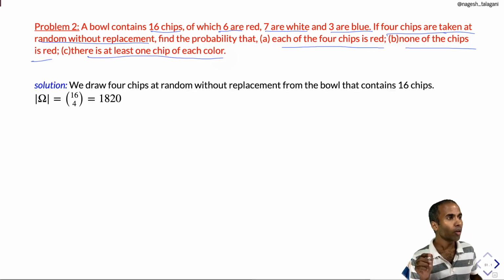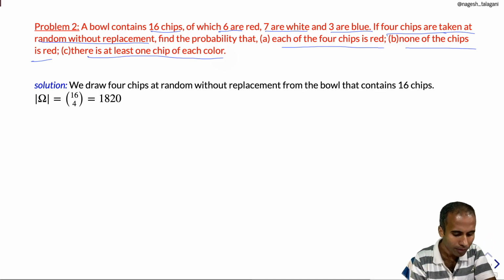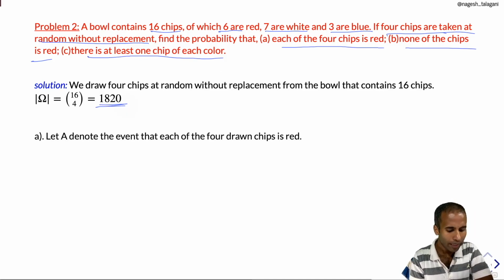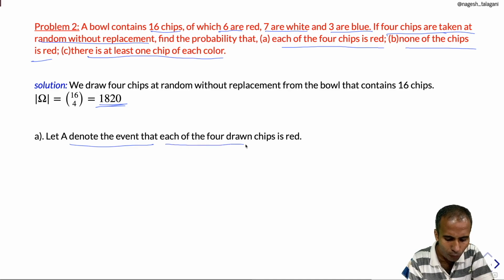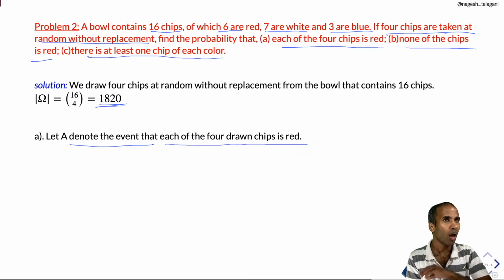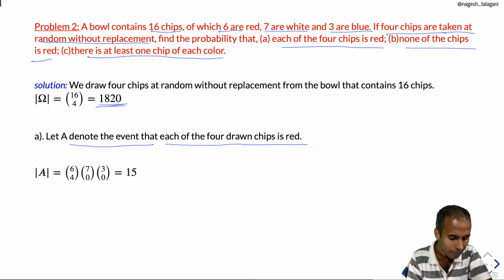Here 4 chips are drawn without replacement, so the sample space size will be 16 choose 4, whose value is going to be 1820. A. Let capital A denote the event that each of the 4 drawn chips is red. So all 4 should come from the red chips. The number of elements in A is going to be, out of 6 red we are choosing 4, and out of 7 white we are choosing 0, out of 3 blue we are choosing 0. All 4 chips are coming from the 6 red, so this is nothing but 6 choose 4, whose value is going to be 15.